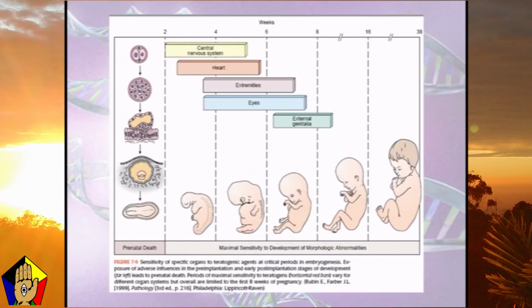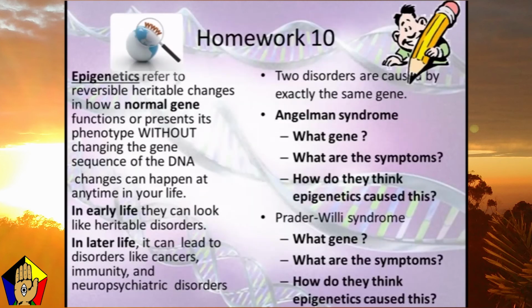And then, whoops, I skipped over one. There we go, the last homework question. So the last homework question is epigenetics. And epigenetics is kind of unique because with epigenetics, you don't change the DNA sequence. The DNA sequence is still exactly the same. What happens is you turn off or turn on the genes differently.